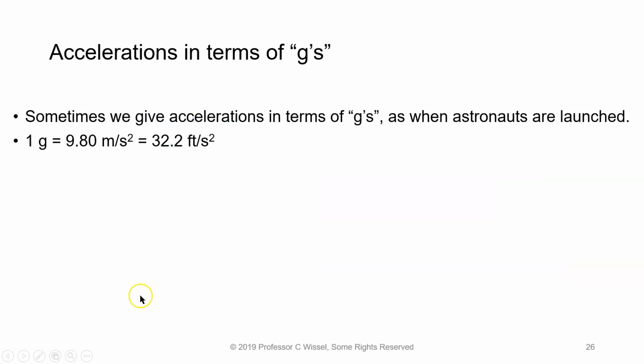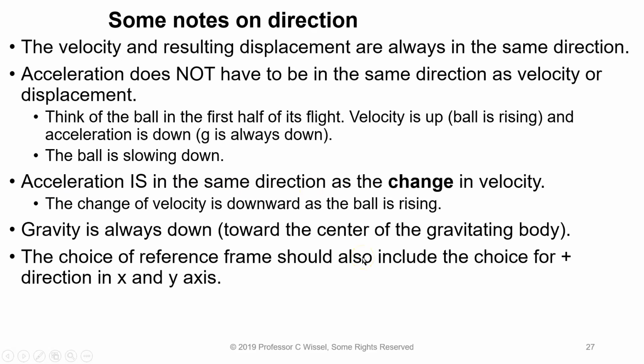Now, sometimes you may have heard G-force, and there's actually a ride called G-force. Sometimes accelerations are given in terms of G's, like when astronauts are launched or when you're on a ride, or you're a fighter pilot. They talk about how many G's they have to withstand. 1 G is 1 Earth G, and that is 9.8 meters per second squared or 32.2 feet per second squared. So that's the definition of a G. Velocity and the resulting displacement are always in the same direction.